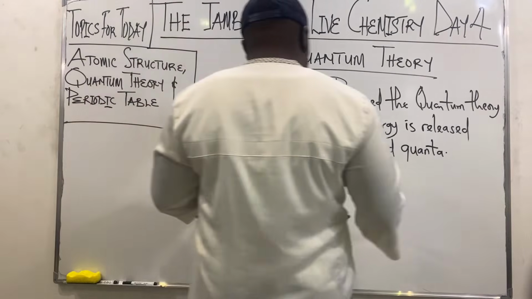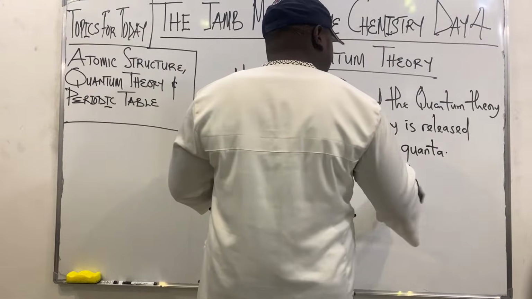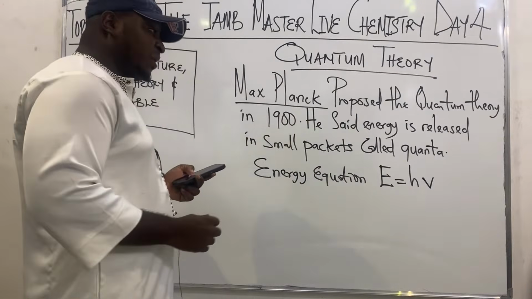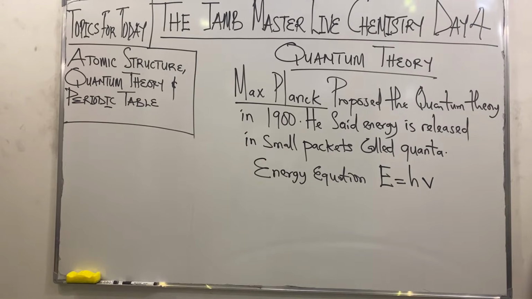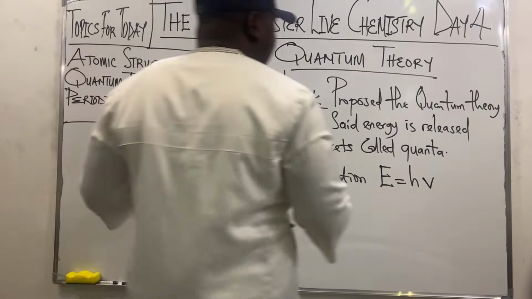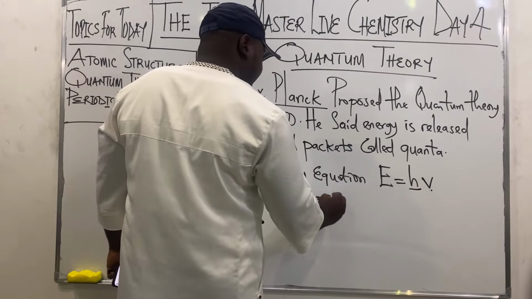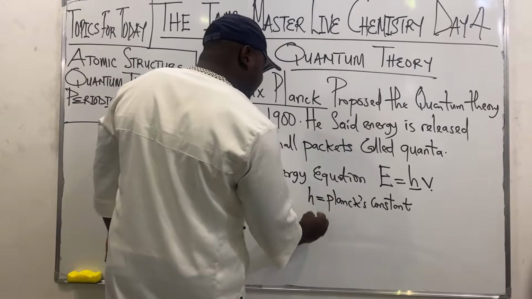According to Max Planck, the energy released by an atom is equal to h times v, where h is the Planck's constant and v is the frequency of release. E equals h times v. We're looking at atomic structure and quantum theory.